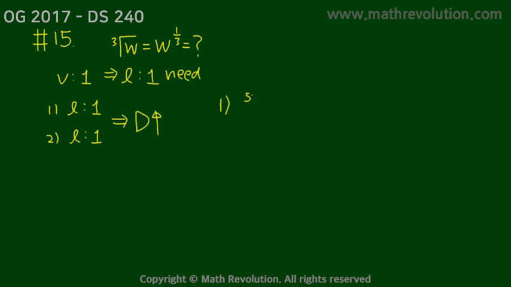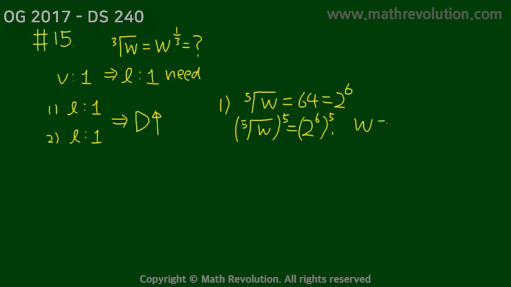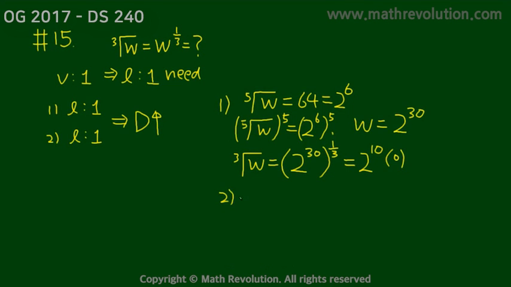Condition 1 says that the fifth root of W is equal to 64, which is the same as 2 to the power of 6. Then, if we take the power of 5 on both sides, we have 2 to the 6th to the power of 5, which is the same as W being equal to 2 to the 30th. But what we want to know is the cube root of W, so that's 2 to the 30th, and then take another power of a third, which gives us 2 to the power of 10. We've solved for W, and condition 1 is sufficient.